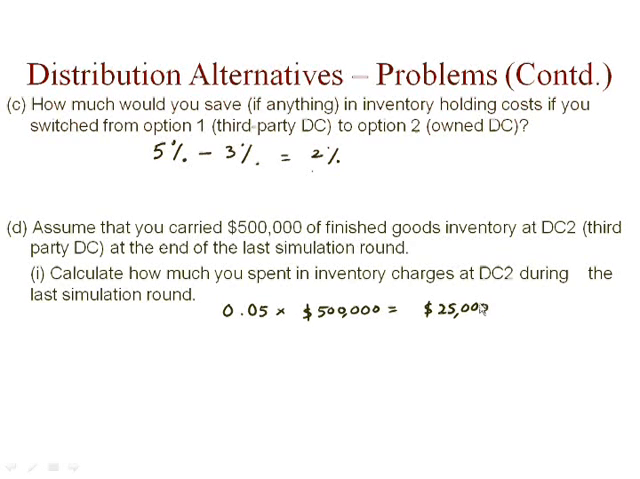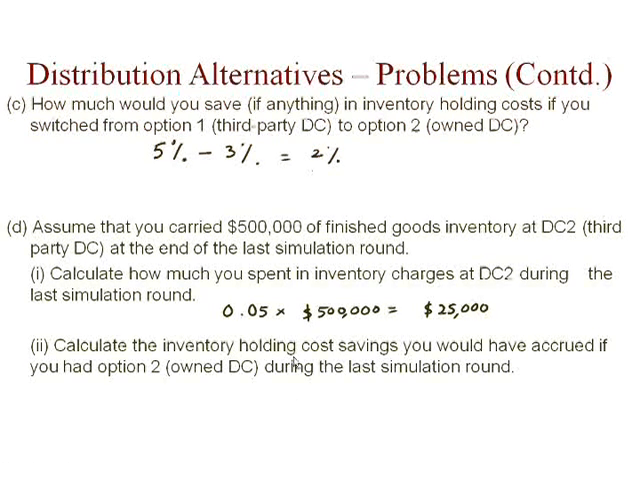Now, if you were to see what would be the saving in inventory holding costs as we move from option 1 to option 2, then the saving of 2% can be computed, and that would be something that we will save. So 2% of 500,000, because we are moving from 5% to 3% inventory holding cost, which would be a $10,000 saving in the given round.